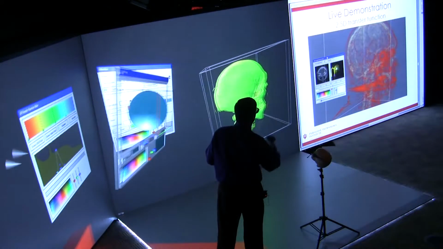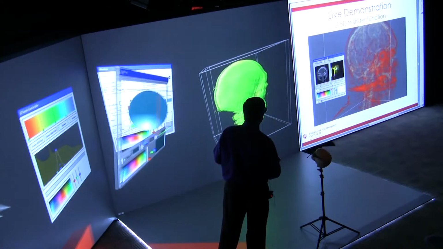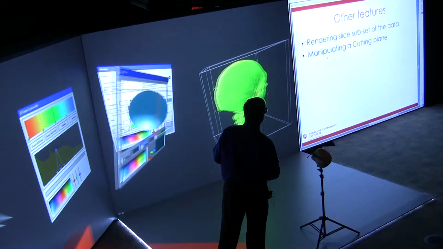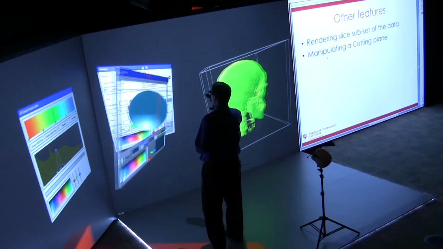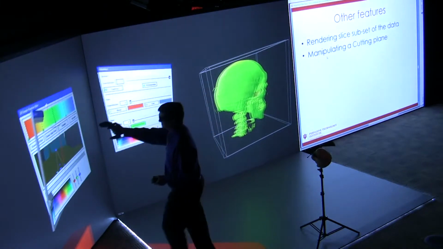All right. So I already talked about, so here's the 2D transfer function editor. I got a little ahead of myself. So we also have the ability to render slices in the plane, or in the data set.